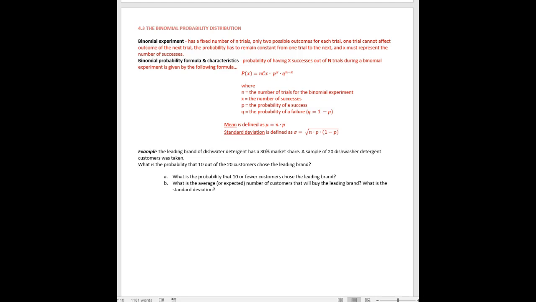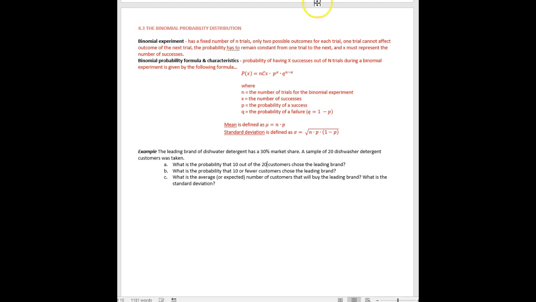It's important to think about that. n choose x is the number of counting ways that you can have x number of successes. p to the x is the probability of successes raised to the number of successes, and q to the n minus x is the probability of failures raised to the number of failures. That's the simplest way to think about the formula, because I know it looks bonkers. It looks scary.